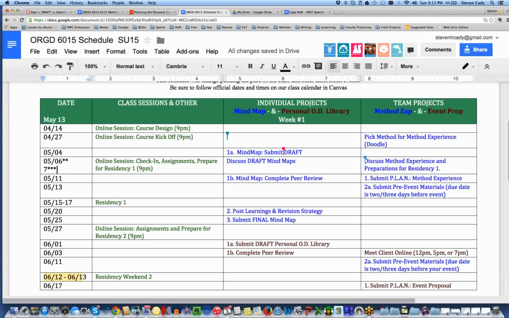So, for example, the World Cafe group will be using World Cafe to learn about the methods on the residency weekend. And so we're using affinity and mind mapping to learn about the methods. So we're learning about those tools within the context. So you're right about that.